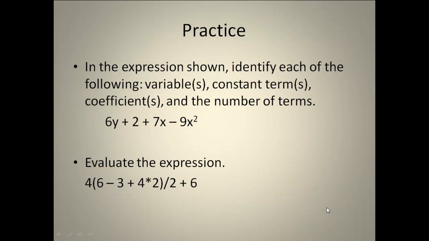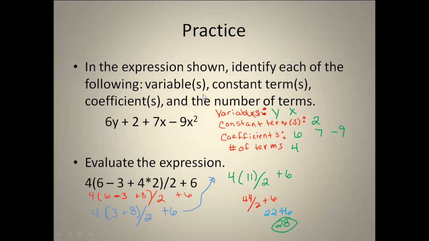Okay, now I want you to pause the video again and see what you come up with for these two problems here. For the first one, our variables. The only variables we have are y and x. Now, you don't have to write down x squared because this squared is not a variable. That's an exponent. So our only variables are y and x. Our constant term is the 2. Everything else has a variable attached to it. So our constant is the one without the variable. That's the 2.